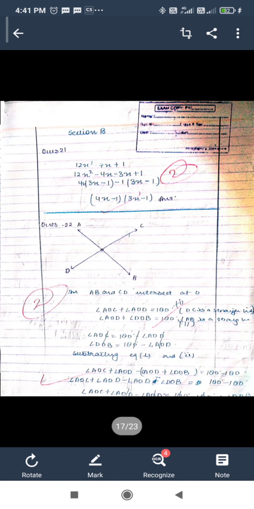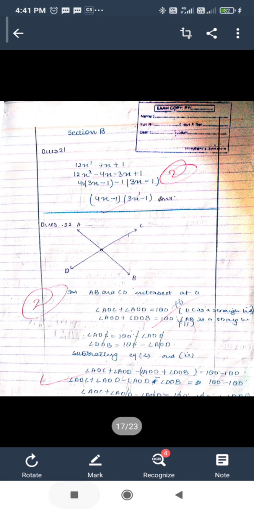Simply factorize by splitting the middle term. We have to factorize this question. So 12x square plus x plus 1, so that will be 4x minus 1 and 3x minus 1.